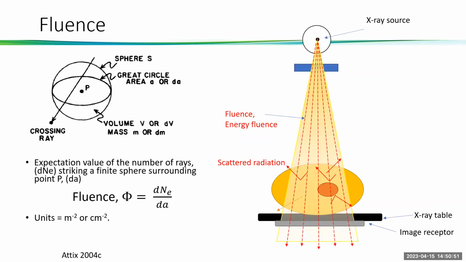So starting with fluence. Fluence is basically the radiation rays coming out from the X-ray source, and fluence is the expectation value of the number of rays striking a finite sphere surrounding a point P. So if you imagine you are measuring at this point here, and your detector will have an area, fluence is basically the rays passing through that, right? So the unit is per centimeter squared.